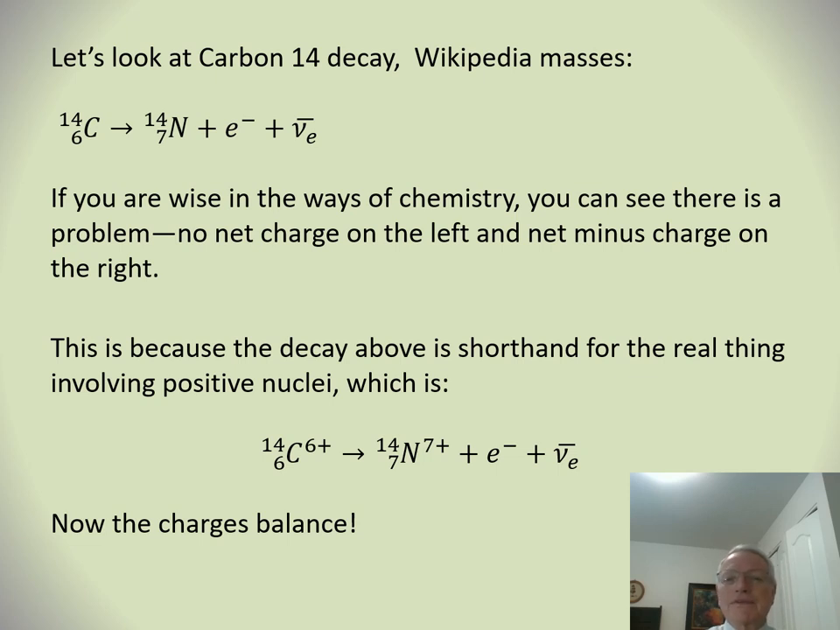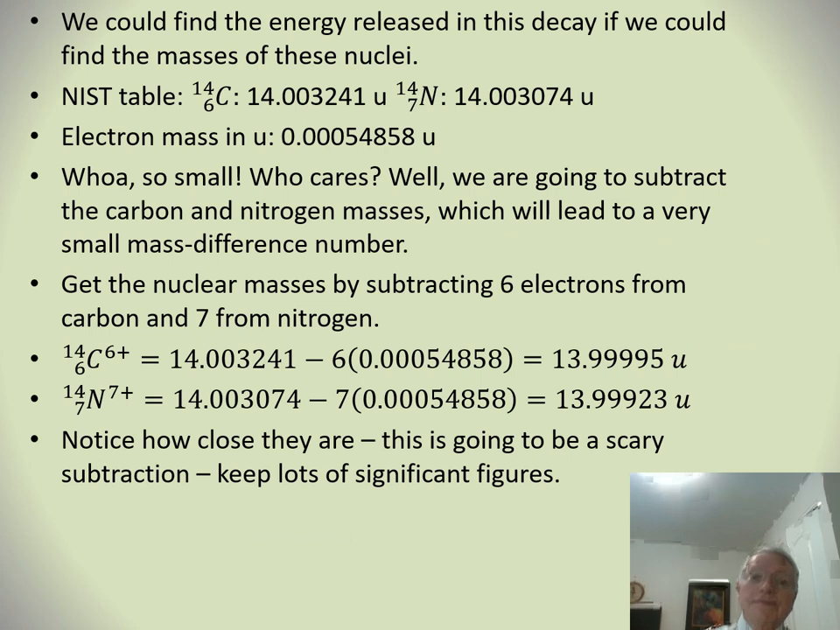Now, if you're wise in the ways of chemistry, you can see that there's a problem here. There is no net charge on the left, and there's a net minus charge on the right. And that makes no sense. Charge is not conserved. That's because the way this reaction is written, it's a shorthand for the real thing that involves positive nuclei. And the real thing looks like this. It's a carbon-14 nucleus with six positive charges in it that turns into a nitrogen nucleus with seven positive charges in it plus an electron. And now if you check the charges, you have plus six on both sides, and so charge is balanced, and that's good.